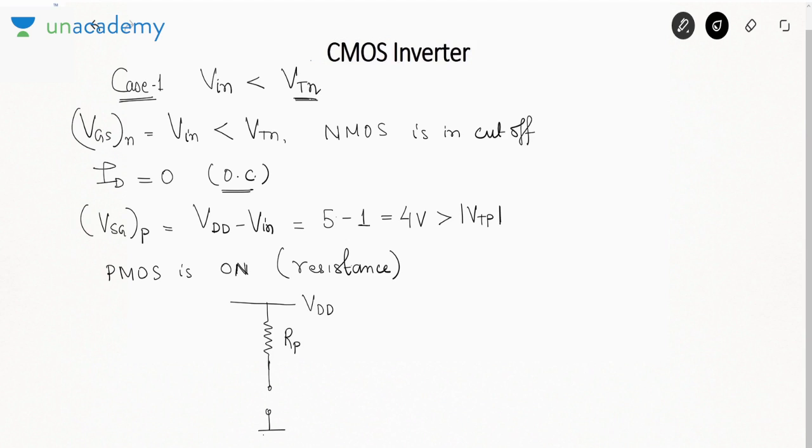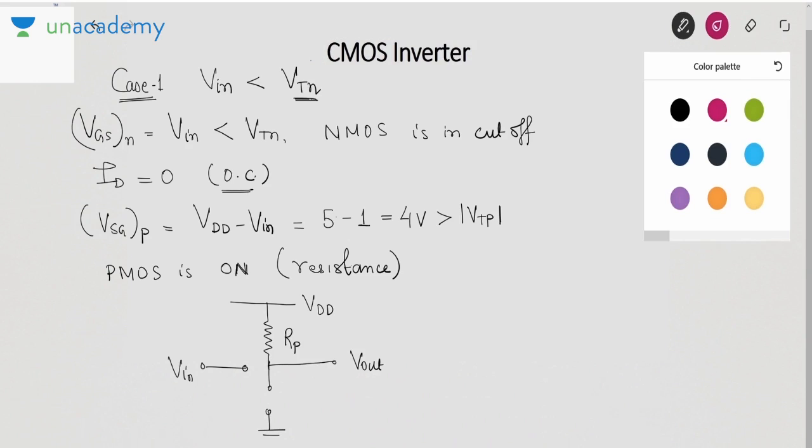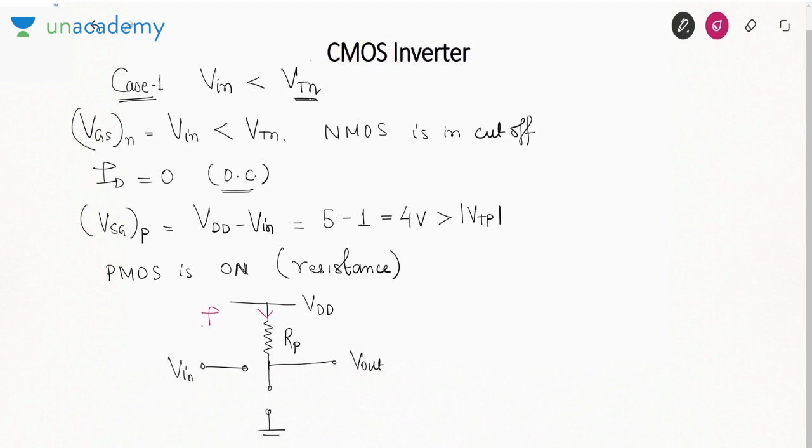NMOS is off, it is cut off. We will not show the connection to the gate because there is insulator, but this is V out. Now as you can see, due to open circuit, this current is 0. If this current is 0, what is the voltage drop across RP? It is 0 volt. You can say that V out is equal to VDD.